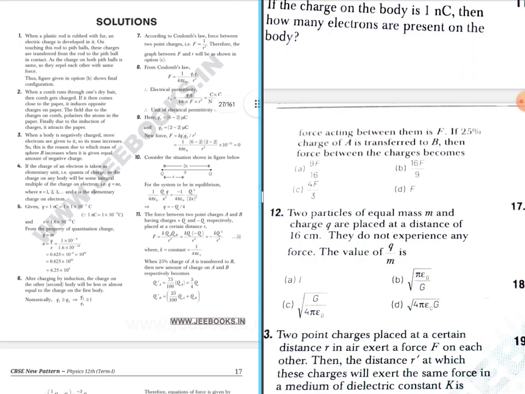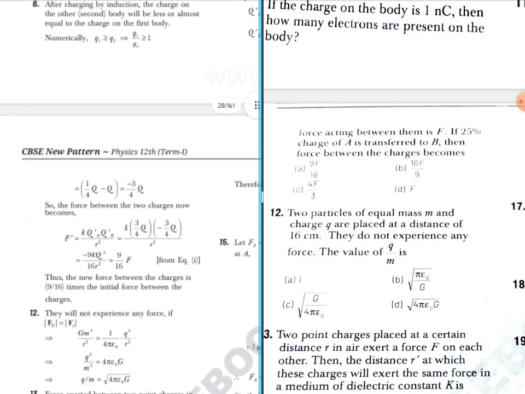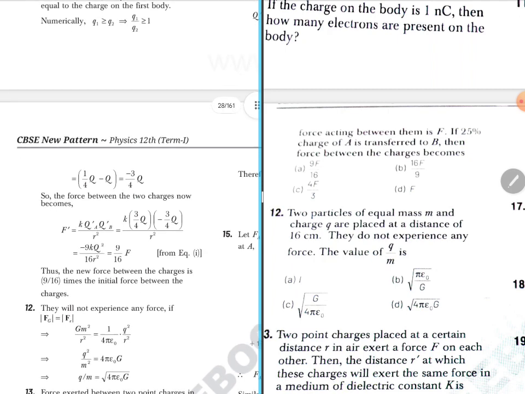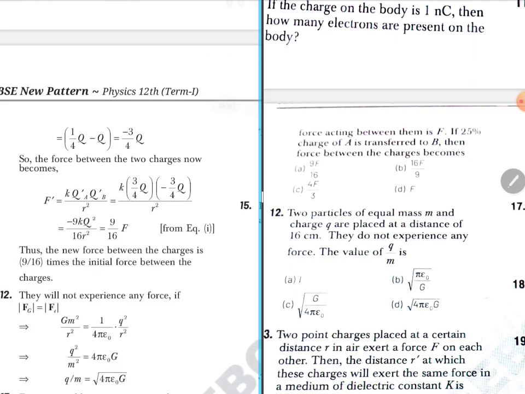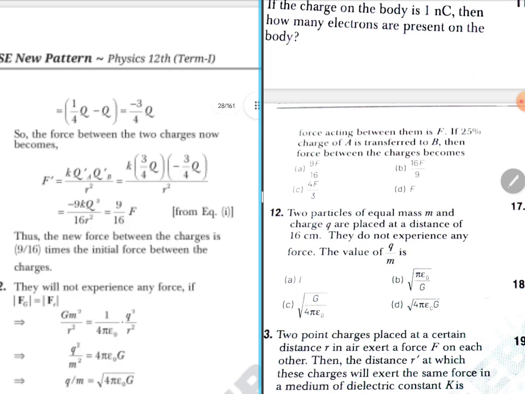That has to be the minus 3 by 4 Q. That has to be the new charge on B. And the new force therefore is F dash, which exists between these two new charges. So F dash is equal to 9 by 16 of F. I should get this as the right answer. So 9 by 16 of F is A.